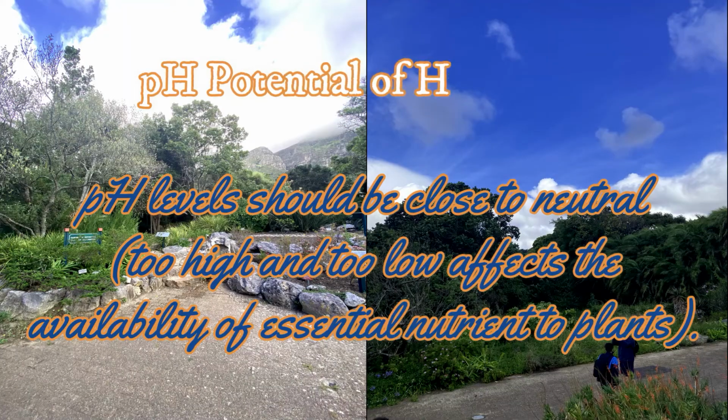Low light intensity in seedling production facilities results in etiolation, or stem elongation, and soft seedlings. pH, or potential of hydrogen. pH levels should be close to neutral. Too high and too low affects the availability of essential nutrients to plants.